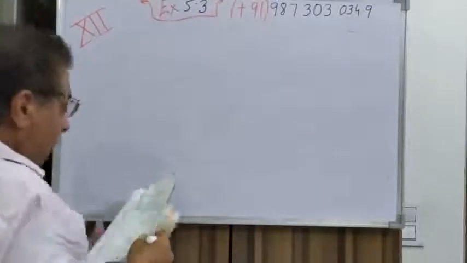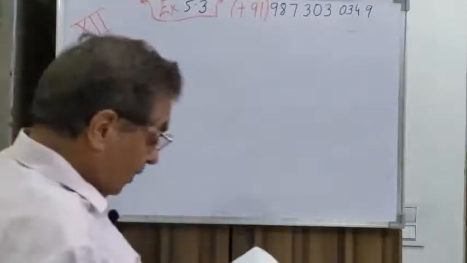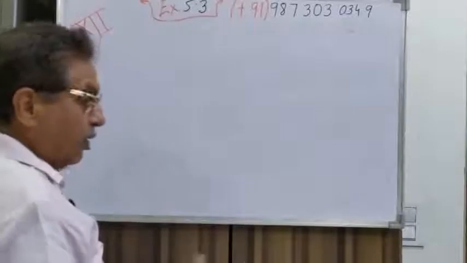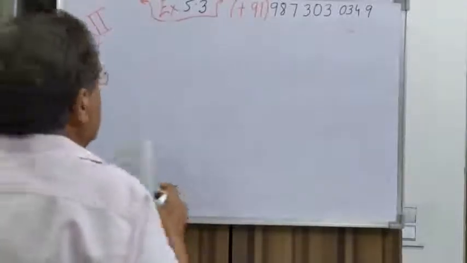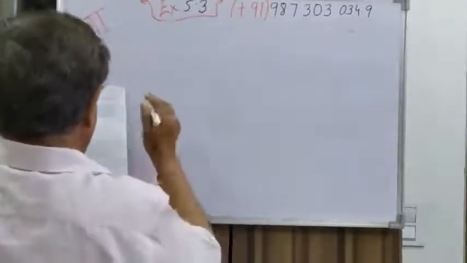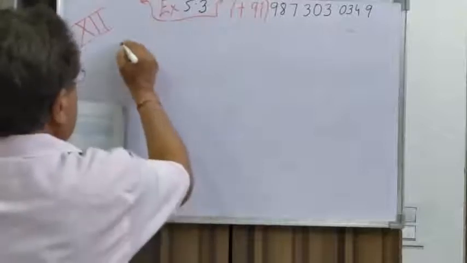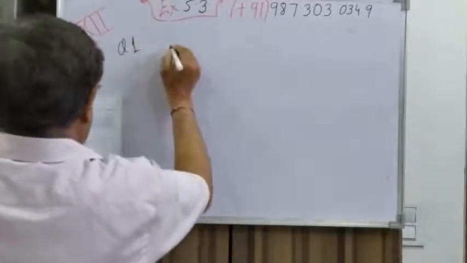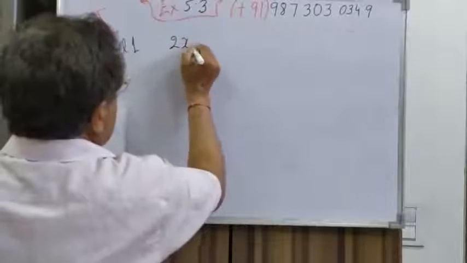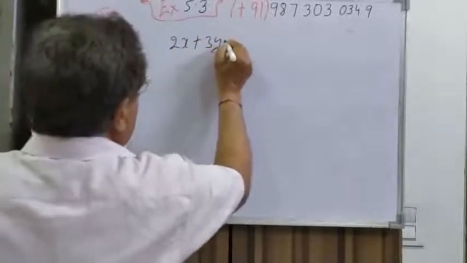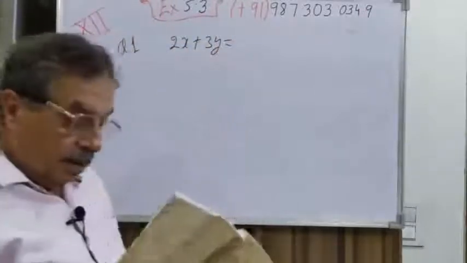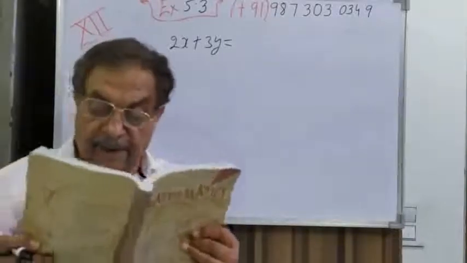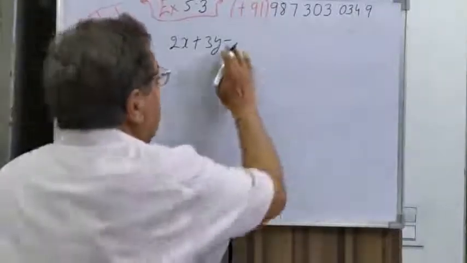First of all, I will tell you the meaning of implicit functions and then inverse trigonometric functions. Now the first question is: find dy upon dx, where 2x plus 3y is equal to sine x.